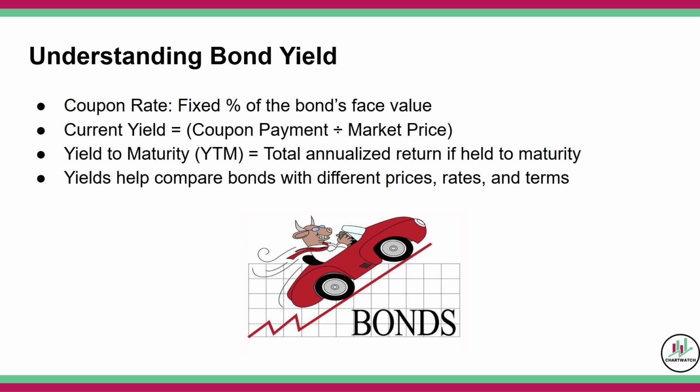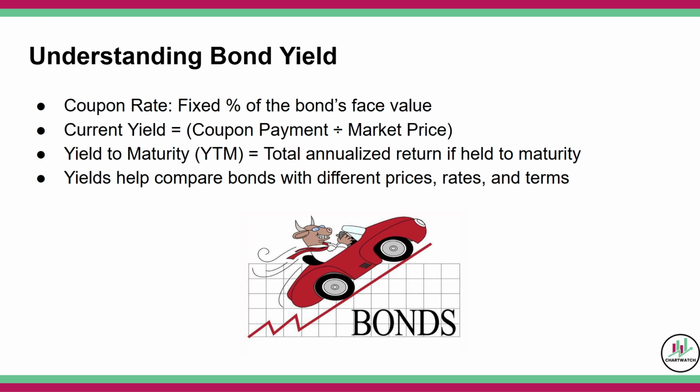Now, yield to maturity is a more accurate way to measure your total return. Yield to maturity is sometimes just called YTM. Nobody says it letter by letter, but I'm just going to say YTM. Yield to maturity tells you the true annualized return you'll get if you hold that bond until it matures. It includes all coupon payments plus any gain or loss from buying the bond at a discount or premium. So if you buy a bond for $950, let's say, and you get back $1,000 at maturity, that $50 capital gain is factored in along with the interest payments to calculate your total return per year.